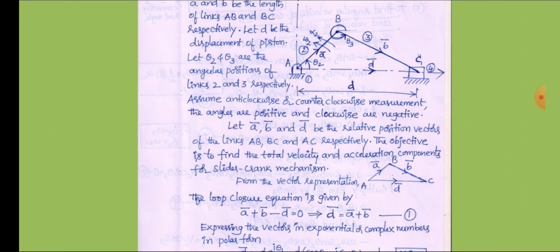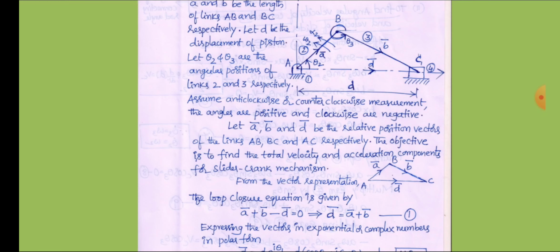What is this equation 1? Equation 1 is the loop closure equation for a slider crank mechanism. What kind of slider crank mechanism is it? Inline slider crank mechanism, because the base pivot point of the crank and the slider both are on the same line. There is no eccentricity or offset distance. So you have to write the first loop closure equation. What is the loop closure equation here? D bar is equal to A bar plus B bar. That you call equation number 1.